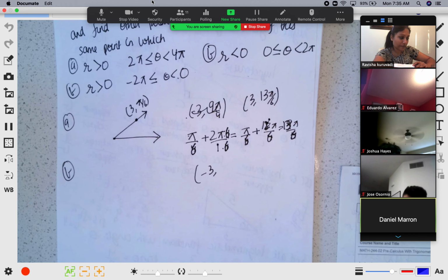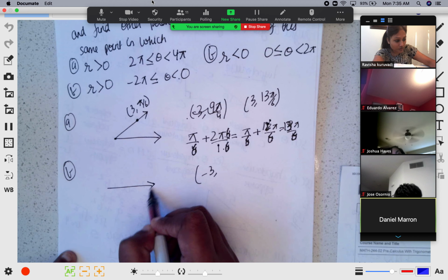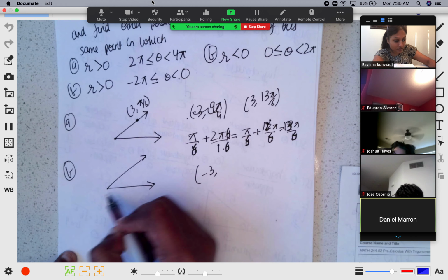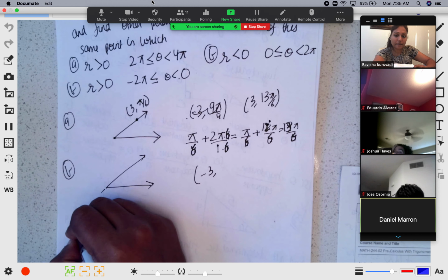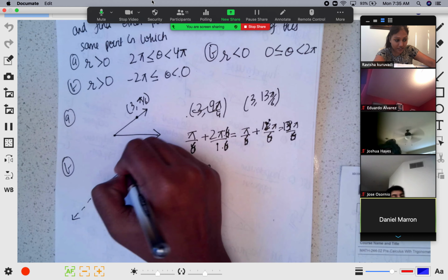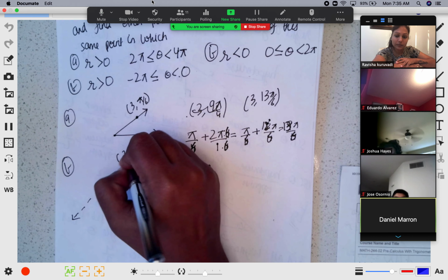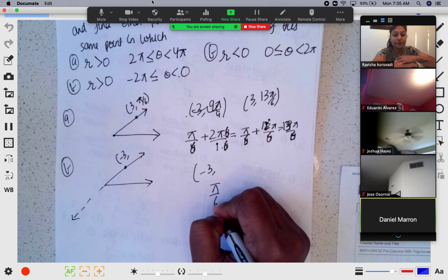Okay, so you put a dotted line across the initial line, a diagonal line. I want this point here. It should be negative 3 of what angle? Of pi over 6.